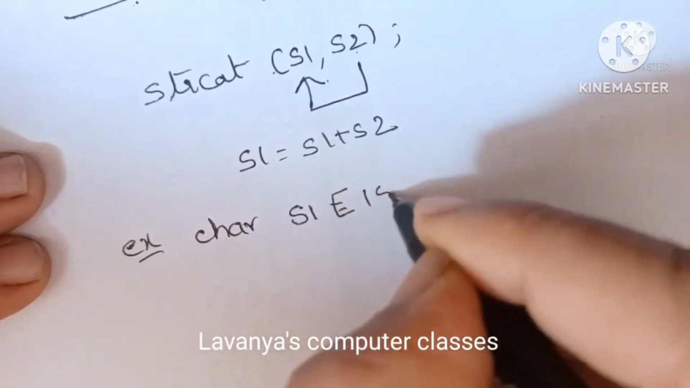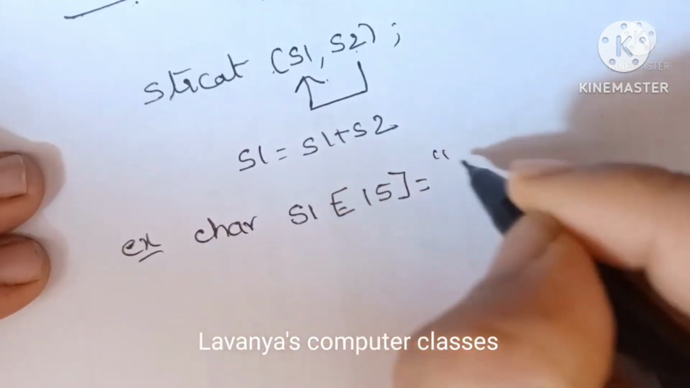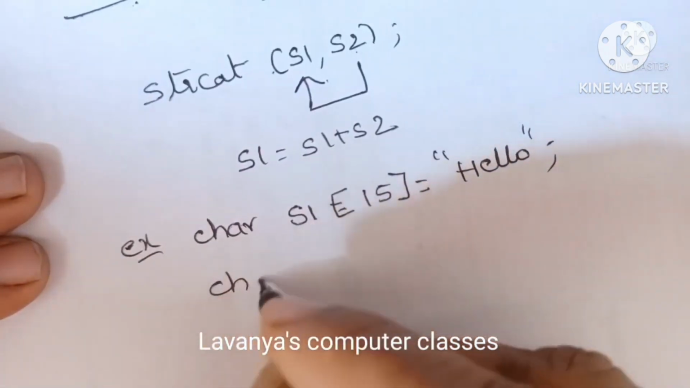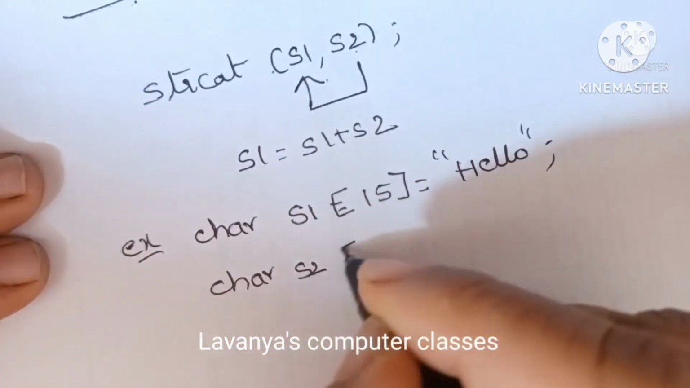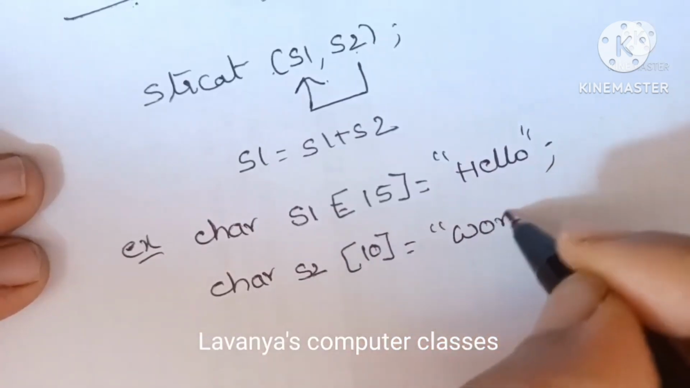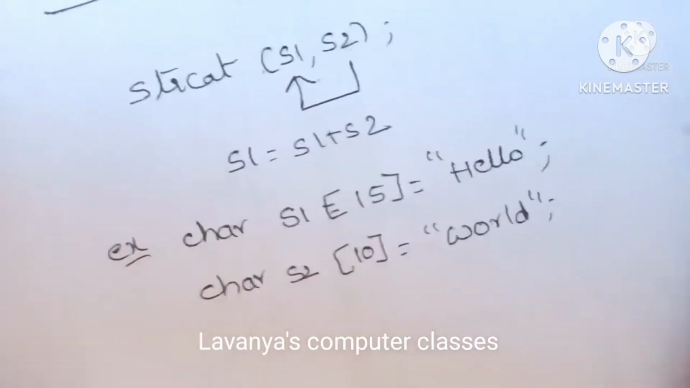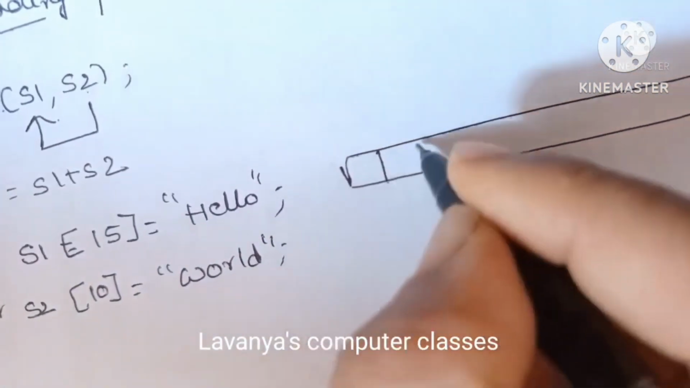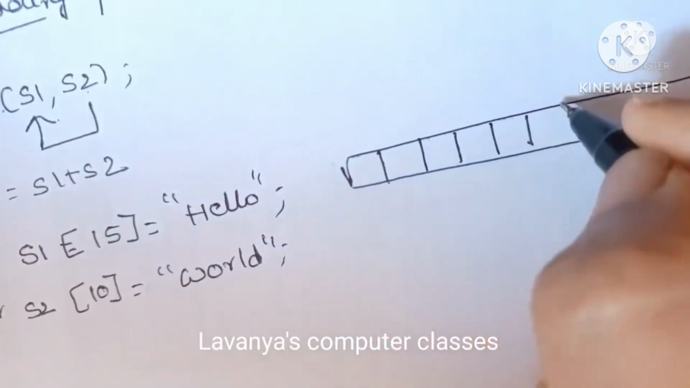Example is character. I will take two strings. Two strings names are s1 and s2. Both the sizes are, s1 size is 15. But in this I took the word just hello. And I define one more, s2 with size 10. Here I am using world. So s1 has value hello, s2 is the value of world.